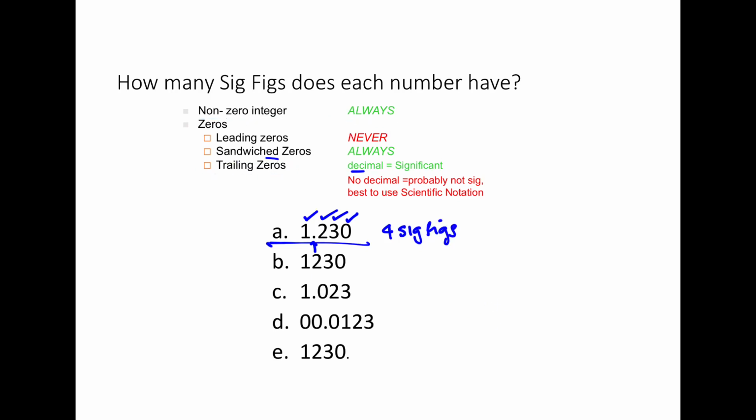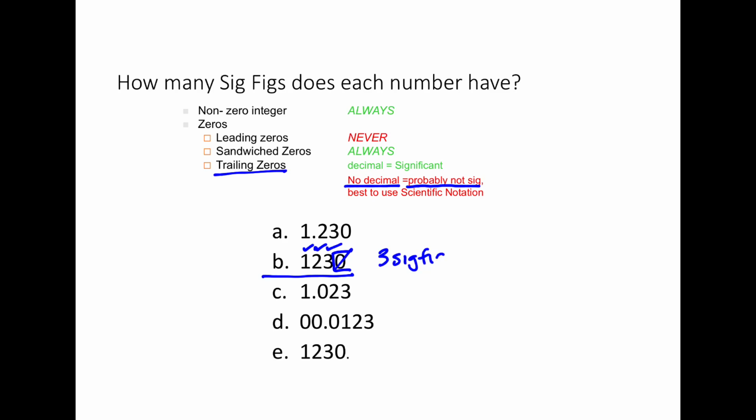Now for the next number, it's similar. It has non-zero integers. So for this number, there are 1, 2, 3 non-zero integers, so it has at least 3 sig figs. But now we have to talk about this trailing 0. For trailing zeros with no decimal point written, that means that the 0 is probably not a significant figure. It's a little ambiguous, and we don't usually write numbers like this that have non-significant zeros at the end, but if there's no decimal, we would consider that not to be a sig fig. So this would have 3 sig figs.